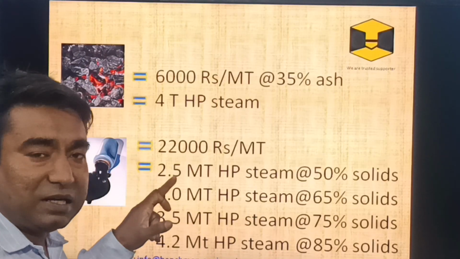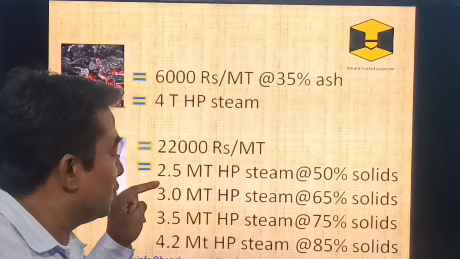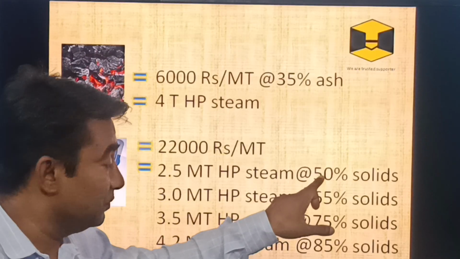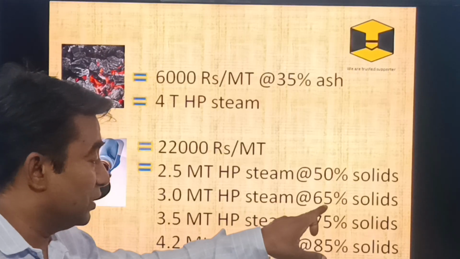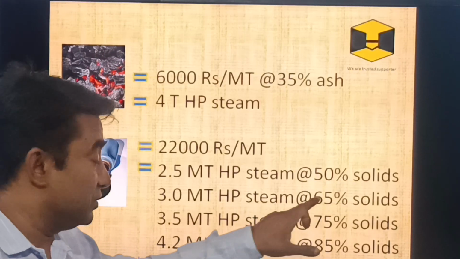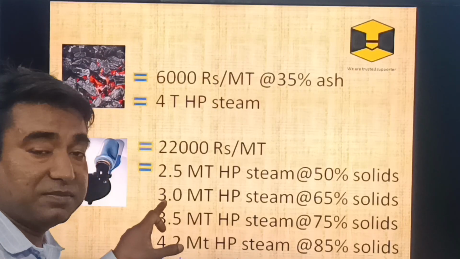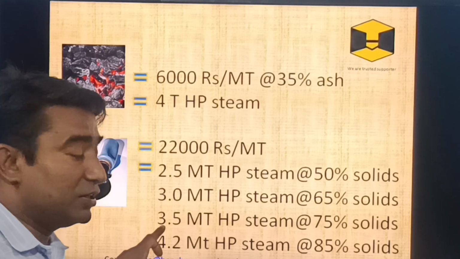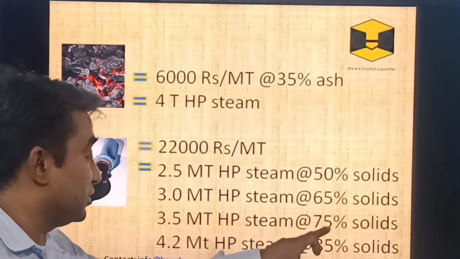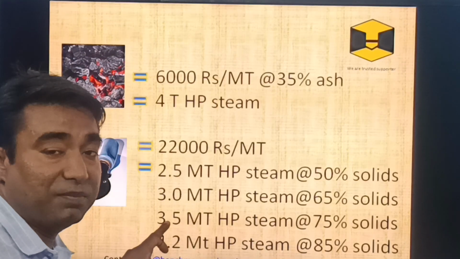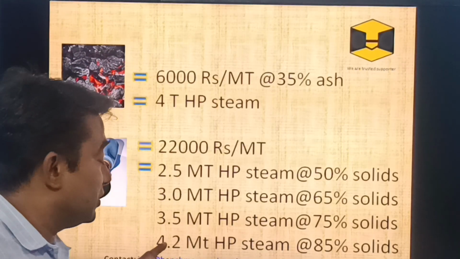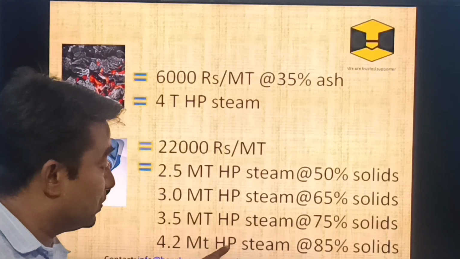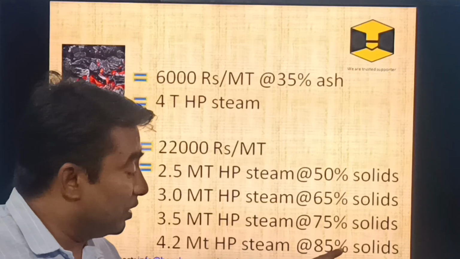So a ton of black liquor solid produces only 2.5 metric ton HP steam if the solid concentration is 50%. With the same black liquor solid content at 65% solid, it will produce 3 metric ton steam generation. And at 75% solid concentration, it will produce 3.5 metric ton steam generation, and the same black liquor solid will produce 4.2 metric ton HP steam at 85%.